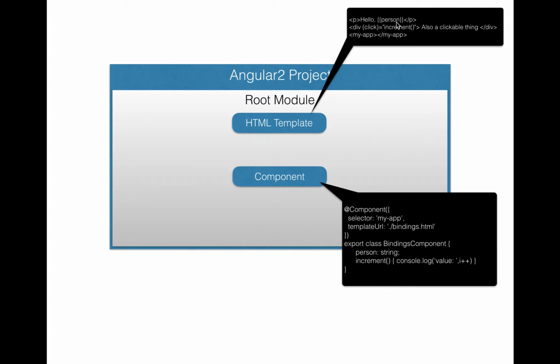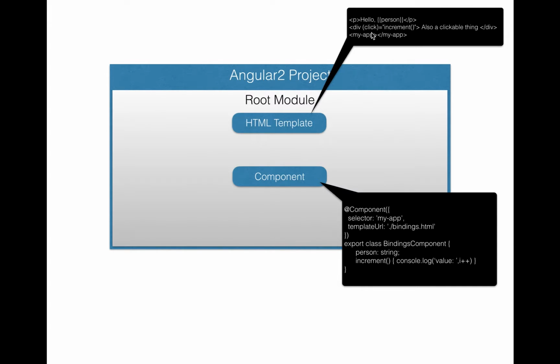I have person within two curly braces. So Angular 2 knows that it has to display the value of the variable person from the BindingsComponent, because I am binding this particular HTML with this component using templateUrl. This is where I specify the name of the HTML that my component is associated with. So this is one way of data binding, and the second way, the event binding, happens from the HTML template to the component.